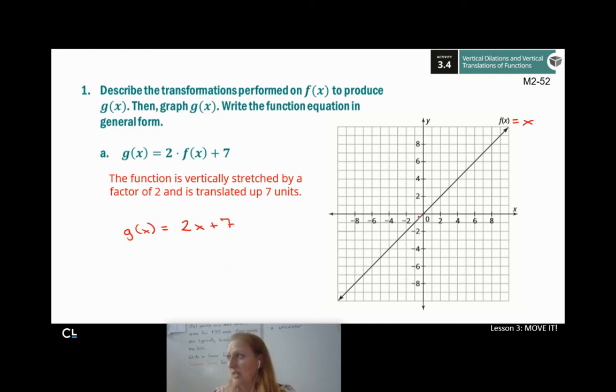So if I graph this, I know I'm going up 7. But now my slope, instead of being 1 over 1, is going to be 2 over 1. So I need to go up 2 over 1. And then I can totally graph this thing.